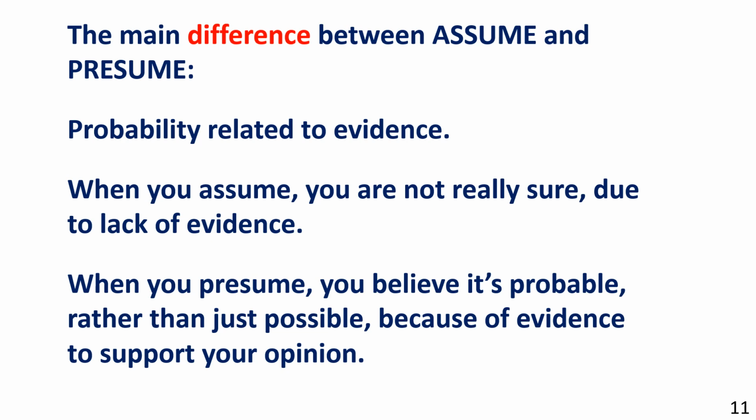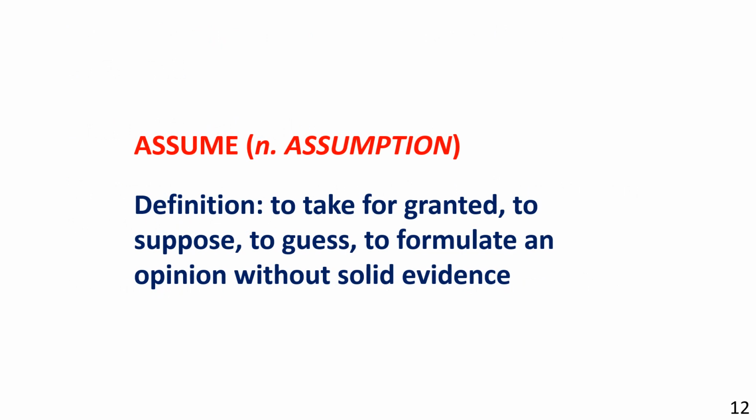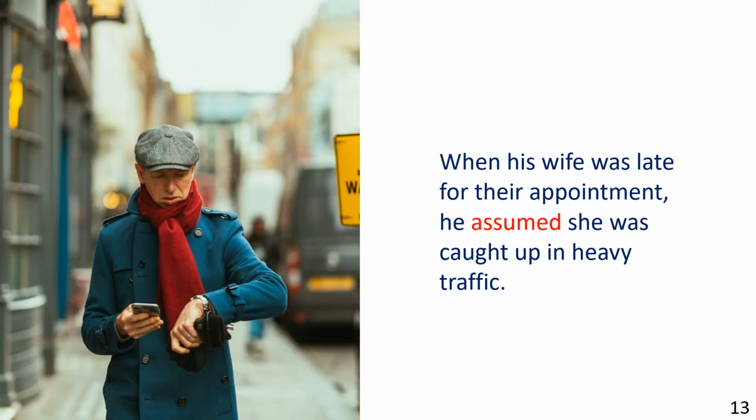Let's now look at the definitions with illustrated sentence examples. First, assume, and the noun is assumption. Definition: to take for granted, to suppose, to guess, to formulate an opinion without solid evidence. In the picture, we see a man in the street looking at his watch. The sentence reads, "When his wife was late for their appointment, he assumed she was caught up in heavy traffic." So in assuming, he has an idea, but it's a guess.